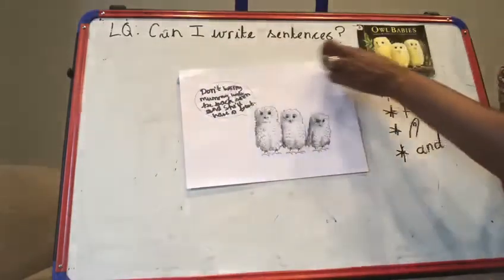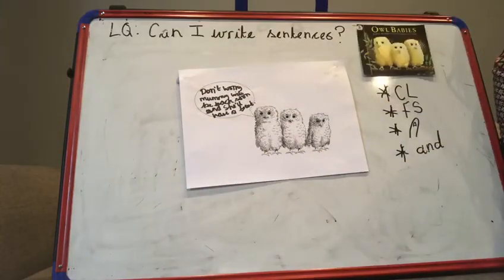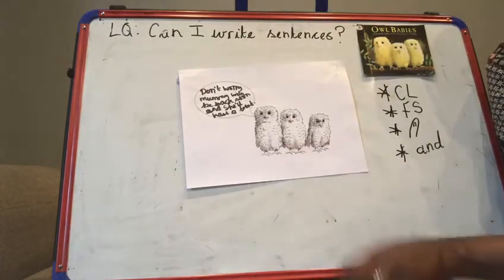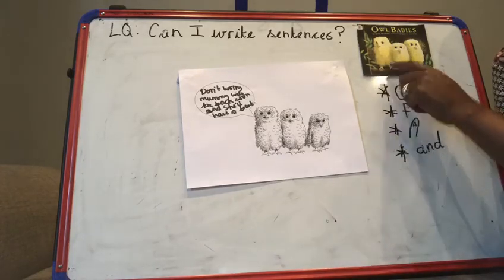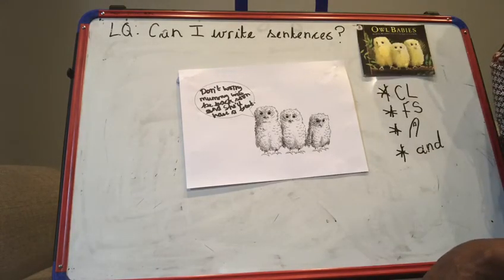So I hope that you were able to write some sentences, maybe using some of the ideas that I've given you, such as a character description. Maybe draw one of the owls and describe what they look like using some really exciting adjectives. Making those puppets and retelling the story of Owl Babies. Writing a letter, that would be lovely. I'm sure they would.